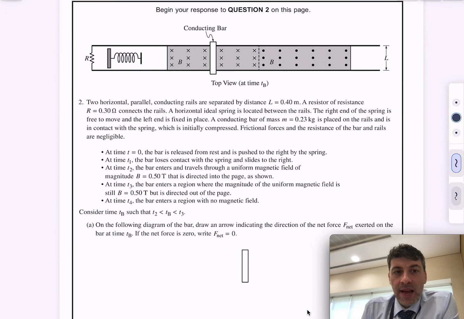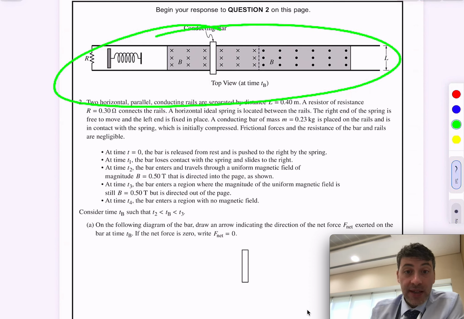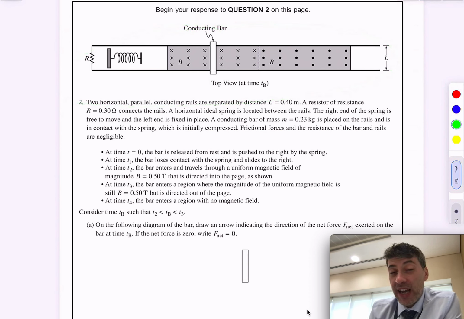electromagnetic forces. What we have here is a loop that is made by a resistor, two rails and a conducting bar, and there is a magnetic field. And as you probably know, time is essential for the AP exam, so I try to avoid reading the questions. I try to actually scan them and quickly see what the elements of the question are. The diagram is very important to understand what we actually have: resistor, moving conducting bar, magnetic field, a spring. We're going to see how we can use them and quickly scan the question.